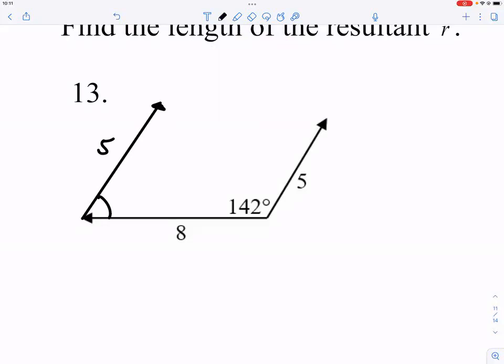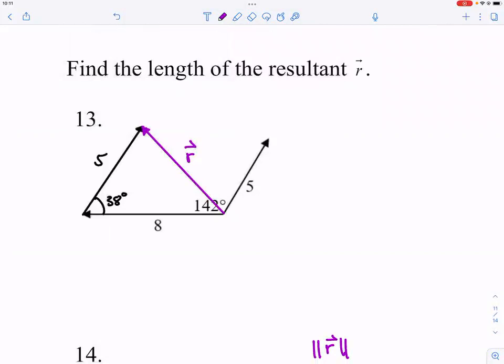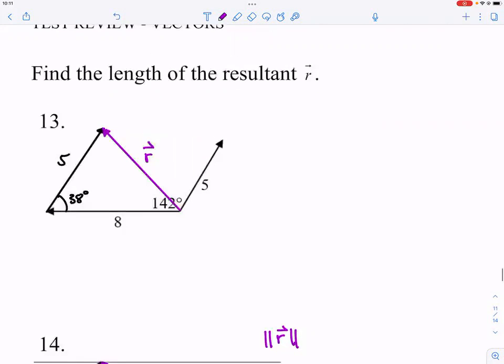38, yes. And the reason it's 38 is because, well, this is a parallelogram and the adjacent angles in the parallelogram, they're always supplementary. They're up to 180 degrees. And then your resultant is this. That's your resultant, okay? And that's how you're going to use your law of cosines to find out.